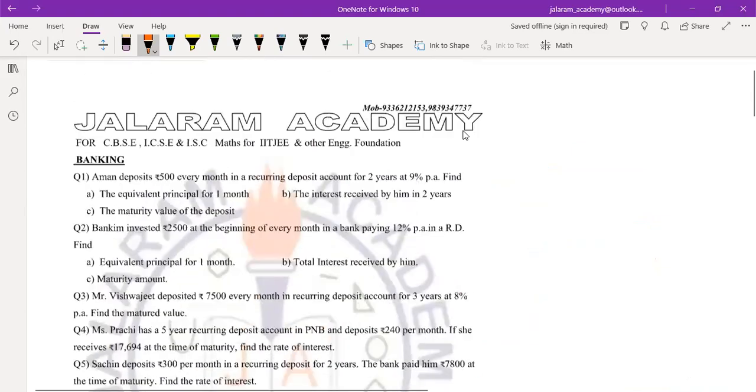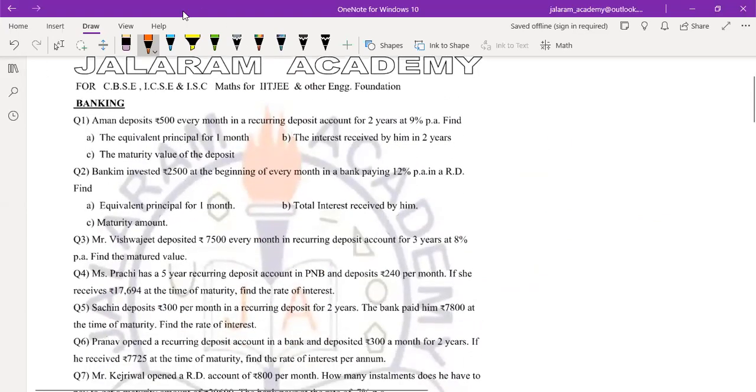Okay. So now we will discuss some questions of banking from our assignment. The first one is, Aman deposits rupees 500 every month in the recurring deposit account for 2 years, at 9% per annum. So first read the question properly. First find the equivalent principal for 1 month.